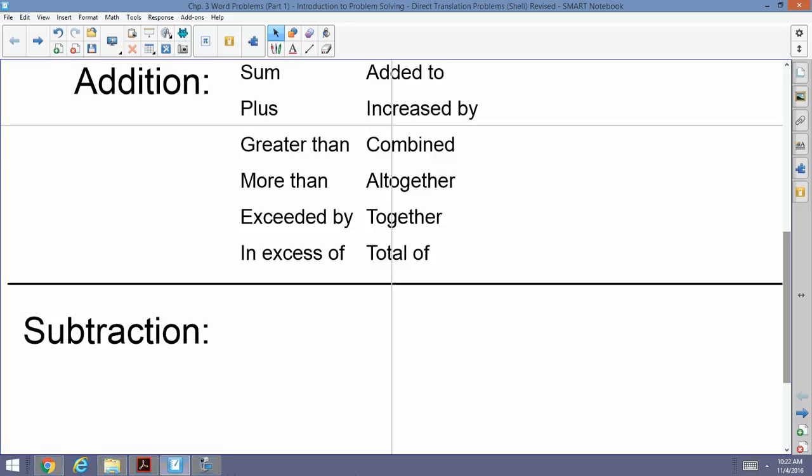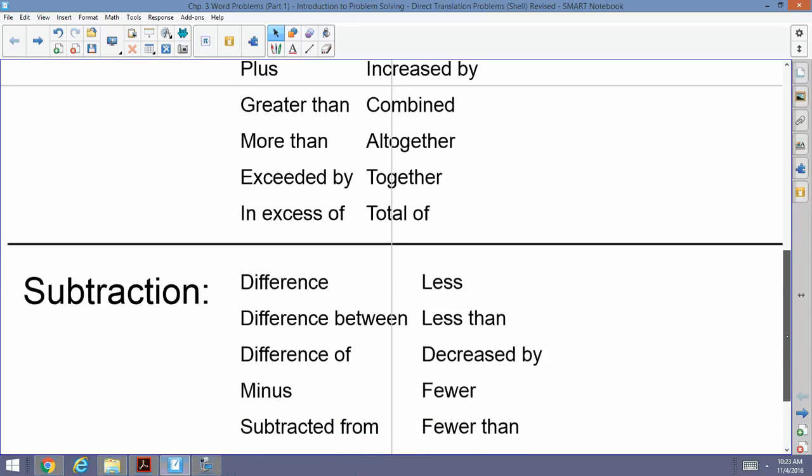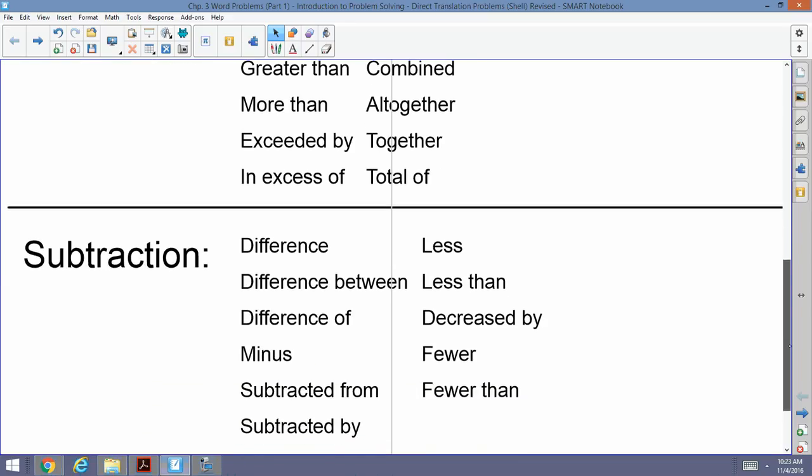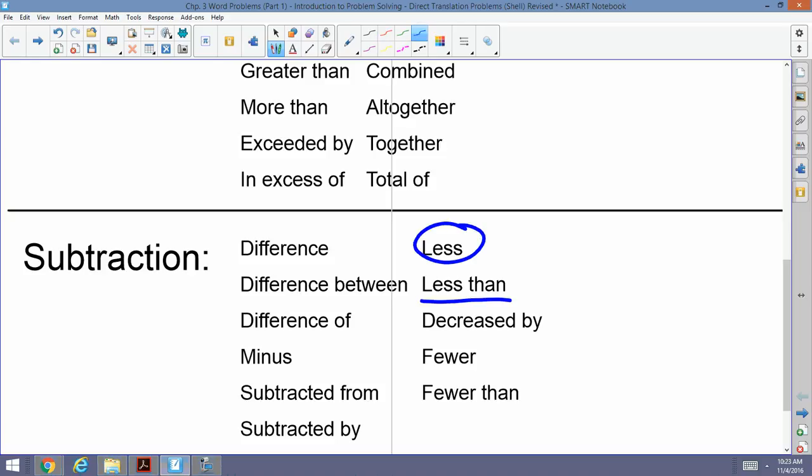So subtraction: we have difference between, difference of, minus, less, less than, decreased by, fewer, subtracted from, subtracted by, fewer than. If you remember, the big words of the day here are less and less than.